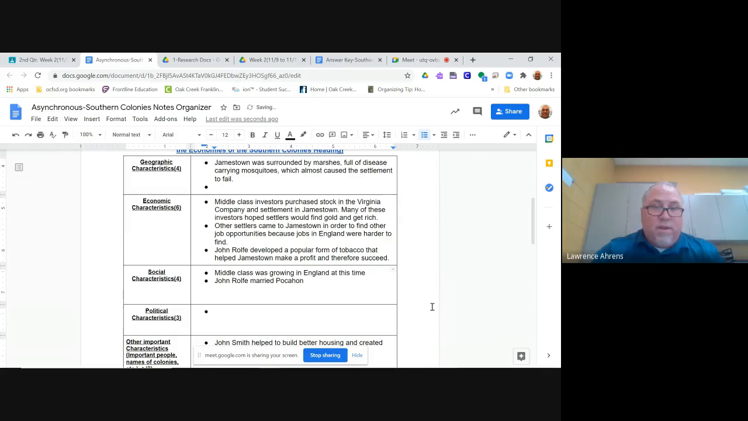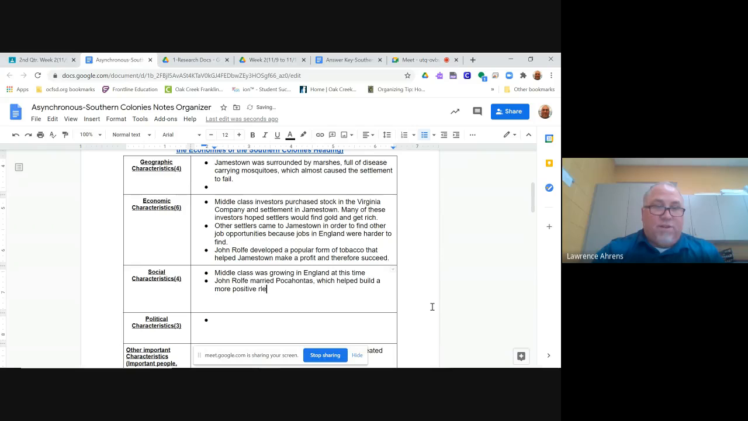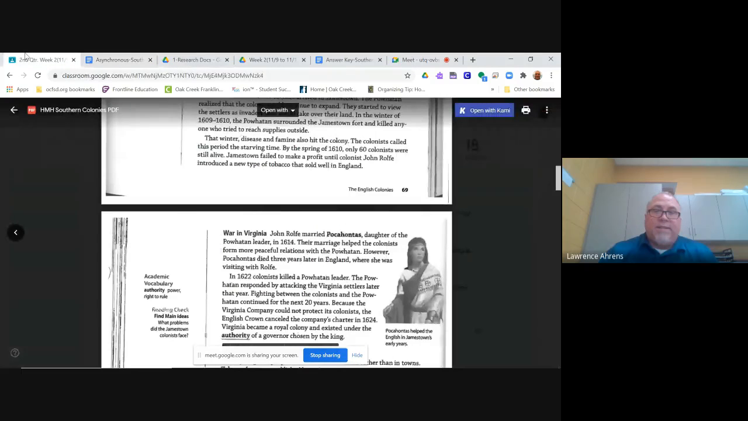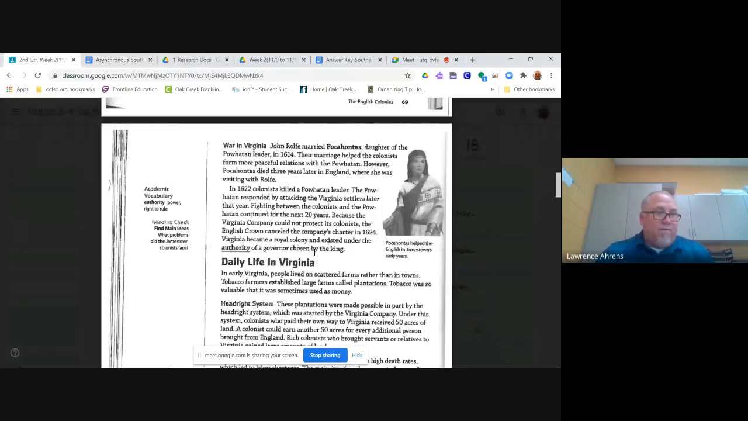Oh, yeah, there we go. Marry Pocahontas, which helped build a more positive relationship with the Powhatan natives. Now we got 2 characteristics out of our social aspects. So you can see we're almost, just in this one heading, we're almost halfway home to the minimum expectation. But like I said, it would be good if a vast majority of people were able to go above minimum.